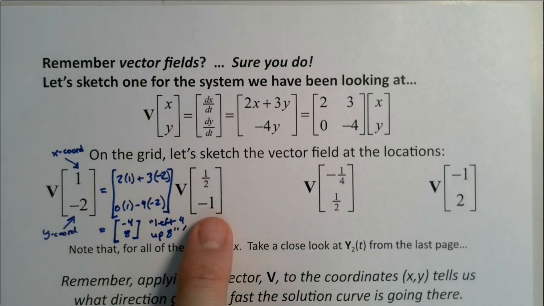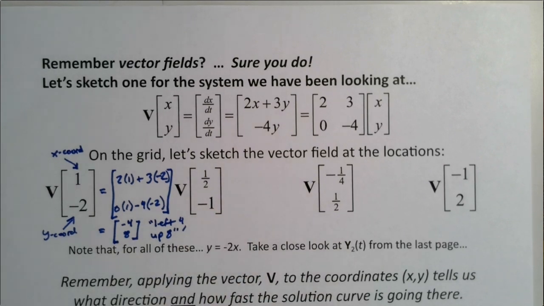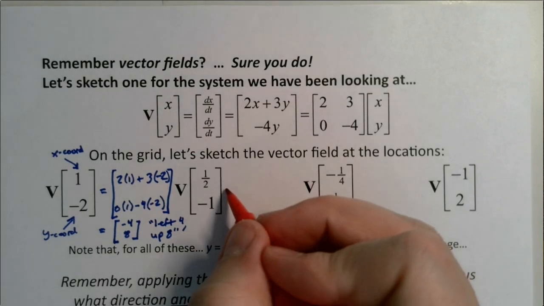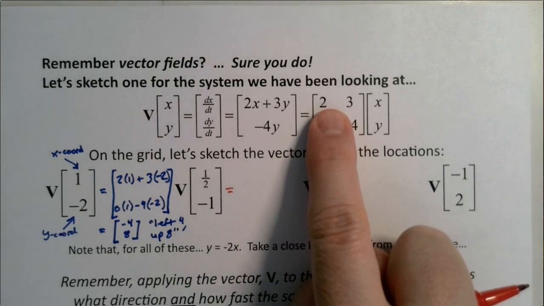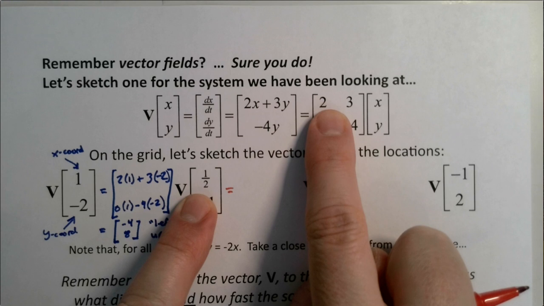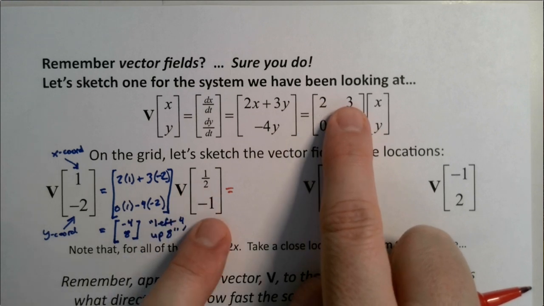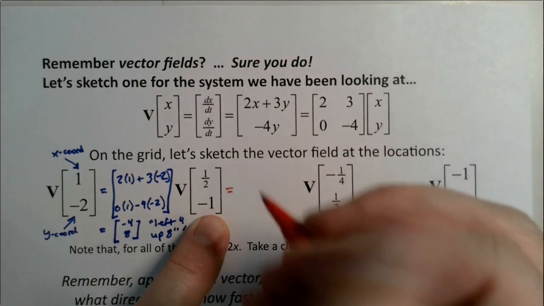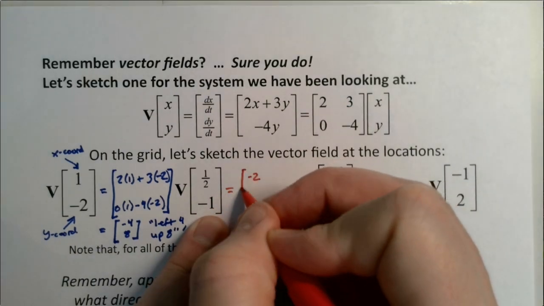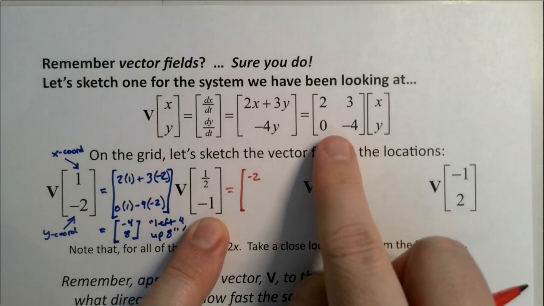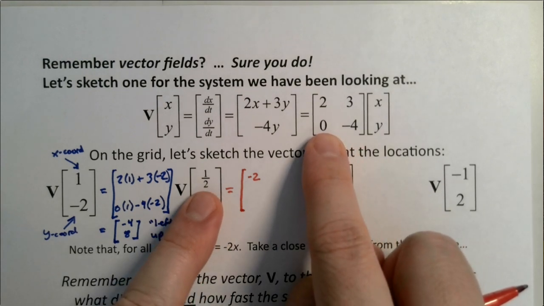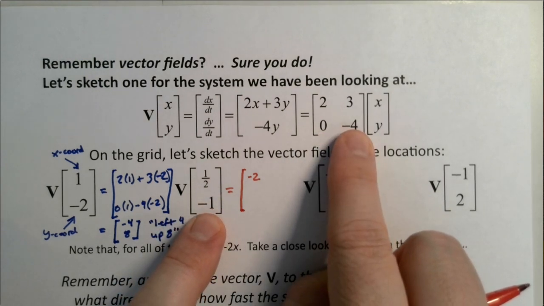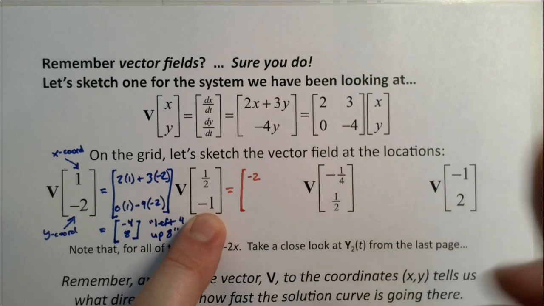So over here we can do the same thing. If we want to know when the x coordinate and the y coordinate are 1/2 and negative 1, we can plug that into our system and say, okay, 2 times the x coordinate, so 2 times 1/2 is 1, plus 3 times the y coordinate, so minus 3. So 1 minus 3 gives us minus 2 on the top. And on the bottom, it's going to be 0 times the x coordinate plus, or minus 1 times minus 4, so plus 4.